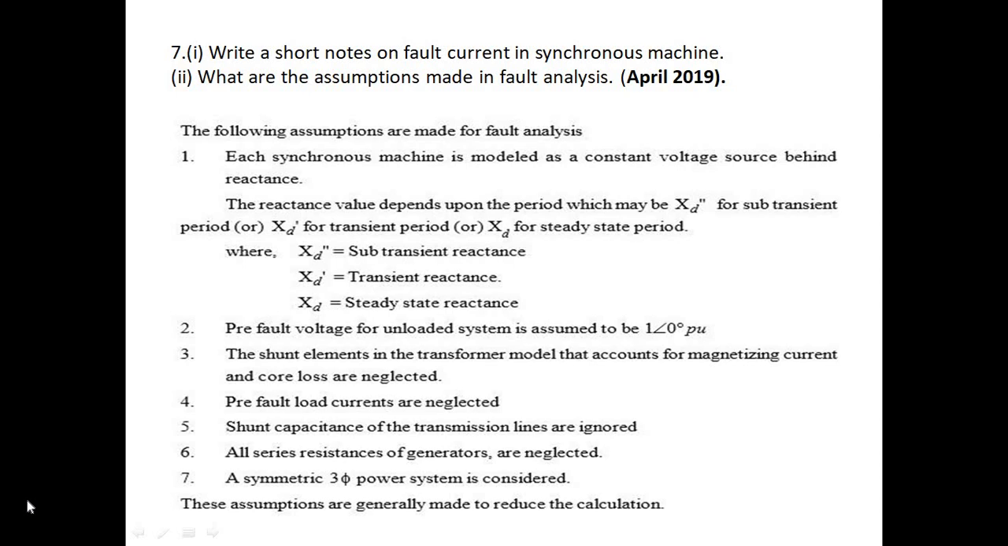The shunt elements in the transformer model that account for magnetizing current and core loss are neglected. Then fourth one, pre-fault load currents are neglected. Then fifth one, shunt capacitance of the transmission lines is ignored. Then sixth one, all series resistance of generators is neglected. Then seventh one, a symmetric three-phase power system is considered. The assumptions are generally made to reduce the calculation.